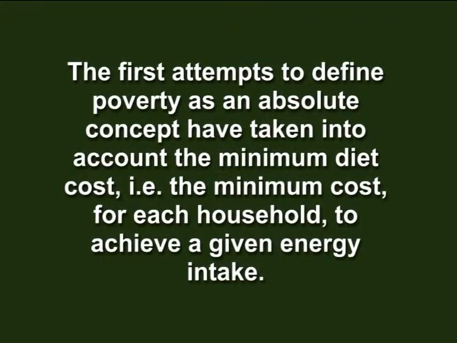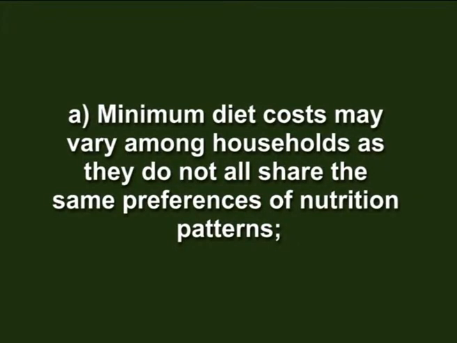The first attempts to define poverty as an absolute concept have taken into account the minimum diet cost, that is, the minimum cost for each household to achieve a given energy intake. This approach has two fundamental shortcomings. Number one, the minimum diet costs may vary among households, as they do not all share the same preferences of nutritional patterns. Secondly, non-food items are not considered.